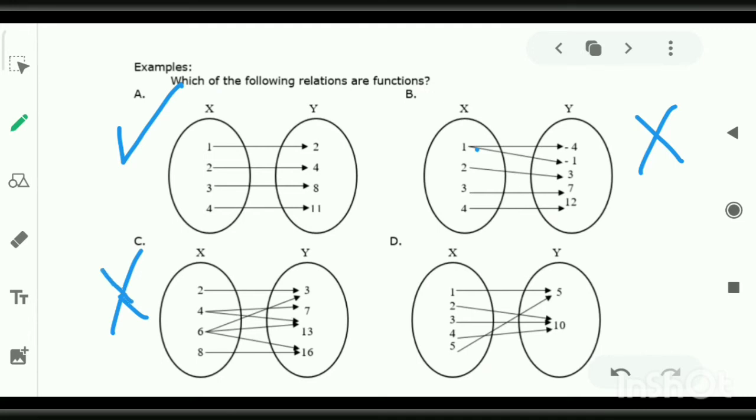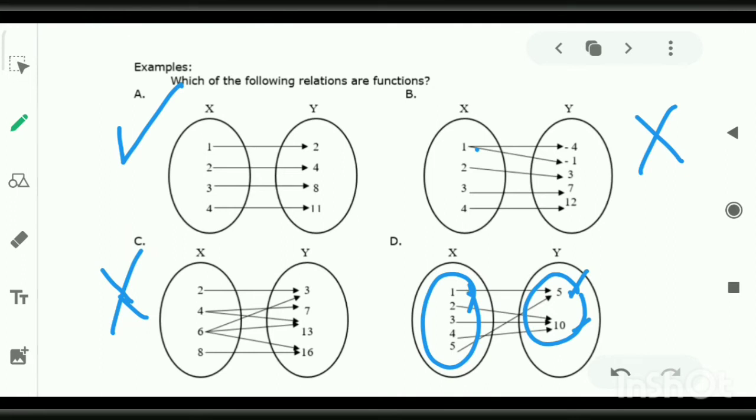Okay, next, for letter D, we have 1 is paired to 5, 2 is paired to 10, 3 is paired to 10, 4 is paired to 10, and 5 is paired to 5. Now, let's analyze. Even though there are many x values which are paired to 5 and to 10, each of our x values is only paired to one number.